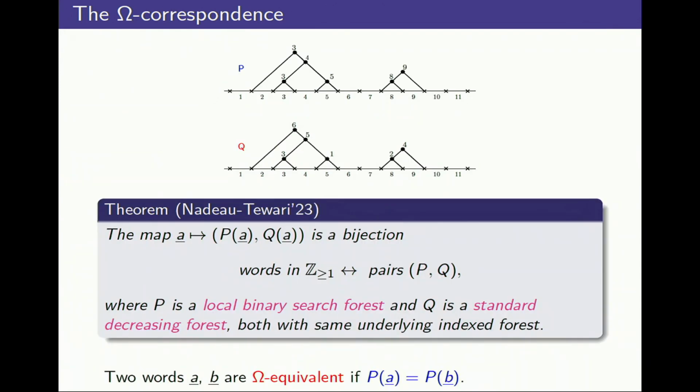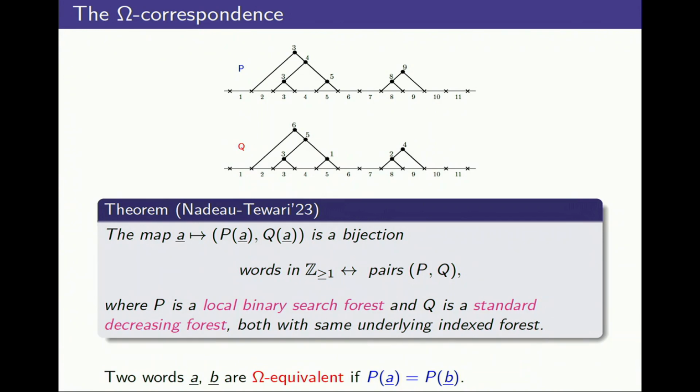And this is my theorem then. So joint with Philippe, the map taking words to their P and Q symbols is a bijection between words and ordered pairs P and Q, where one guy is what is called a local binary search forest, and the other is a standard decreasing forest. Okay, and this is also not jargon that we came up with. Local binary search forests show up in work of Gessel and Stanley in the context of hyperplane arrangements in the mid-90s, and in work of Alex Postnikov as well.